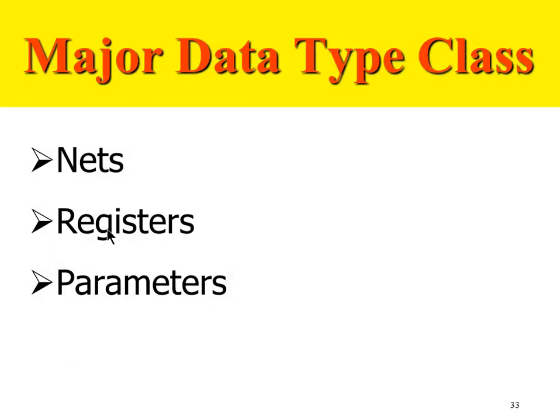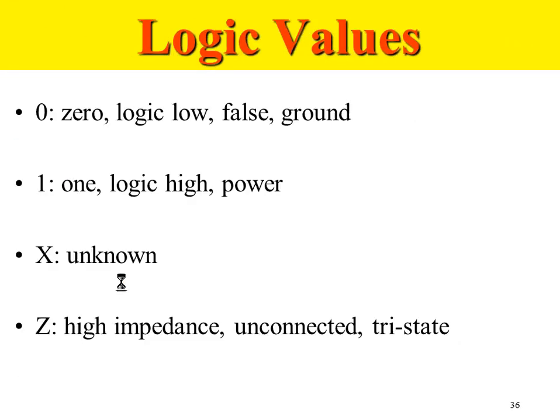So nets, registers, and parameters. Those are the three data types that you can use in Verilog. Then you have logic values. In Verilog, your signal can have one of four logic values: 0, which is logic 0, 1, which is logic 1, X, which is unknown, and Z, which is high impedance, or unconnected, or tri-state. Typically speaking, you should never have X in your design. If you have an X in your design, there is some problem somewhere. It could be multiple problems, which we'll see later on.